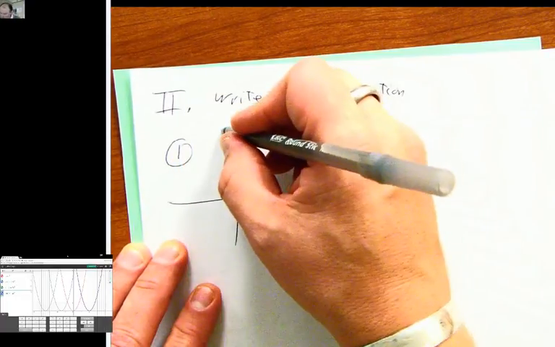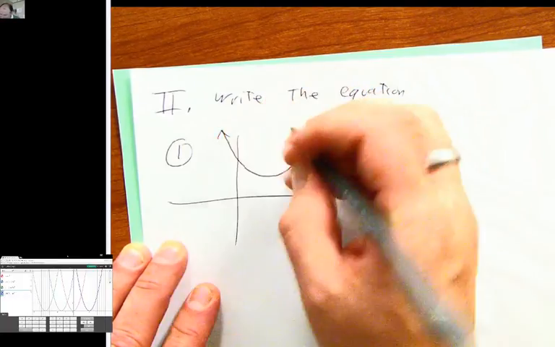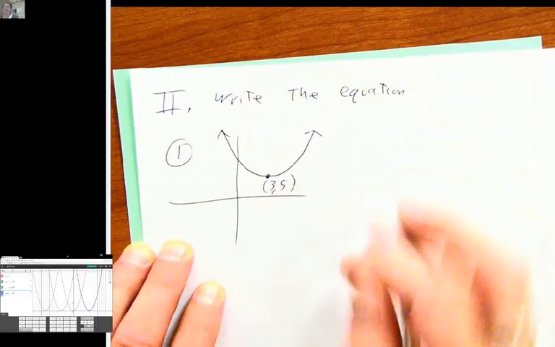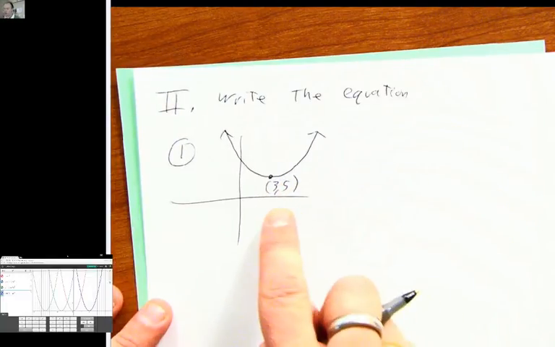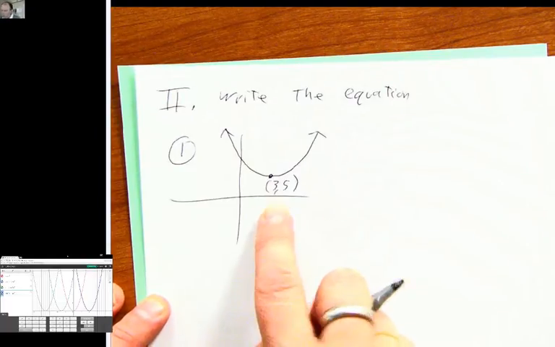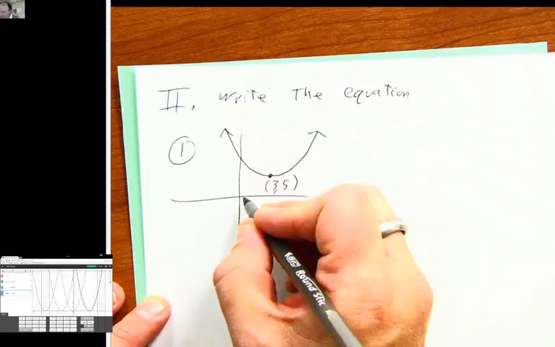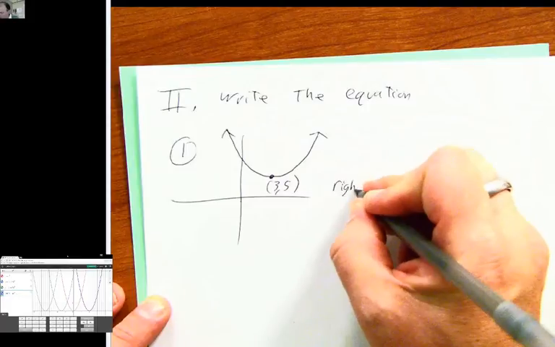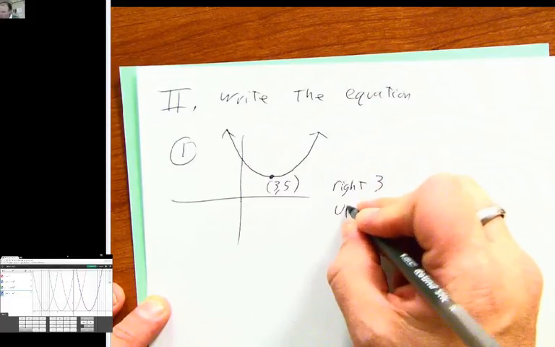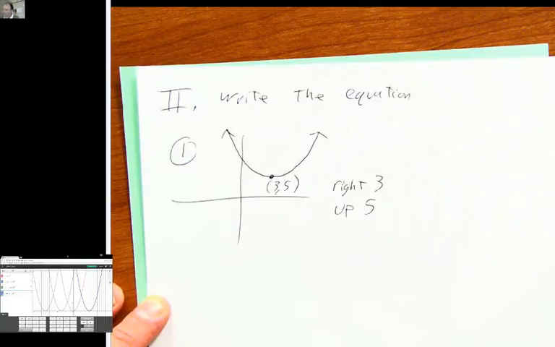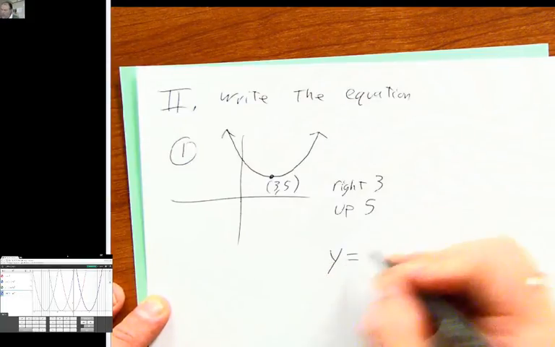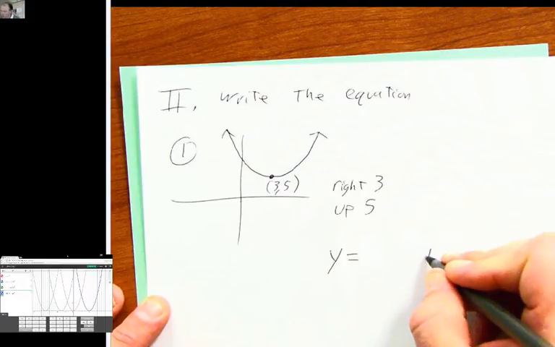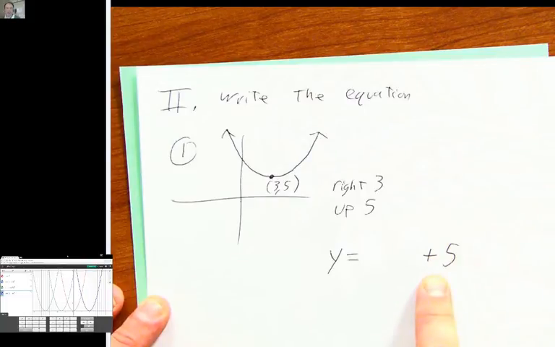Let's say that you had a parabola that looked like this. And today you really only need to focus on the vertex point. Say it had the vertex point 3, 5. Well, you know that a typical x squared graph starts at 0, 0. So to get from the 0, 0 to the point 3, 5, it went right 3 and up 5. And as we mentioned before, if you're going up or down, this is happening outside the function. So outside the function, you've got this plus 5.